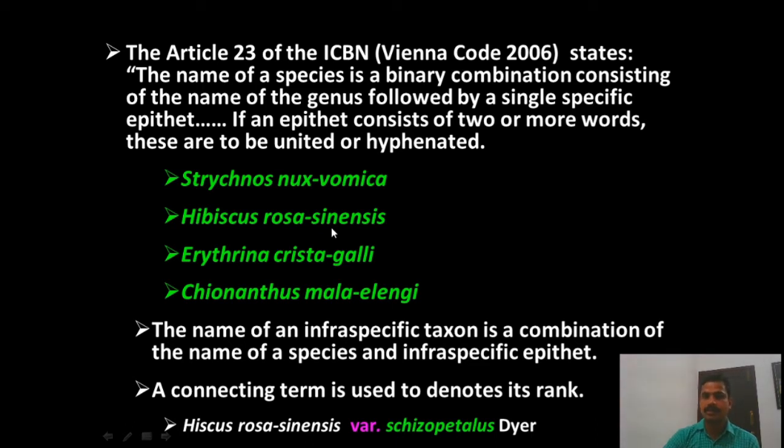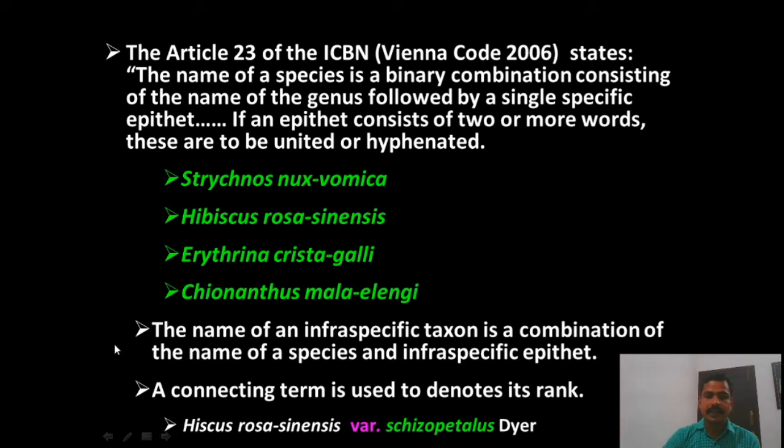So Hibiscus rosa-sinensis, Strychnos nux-vomica, Erythrina crista-galli, Canthium malayalanum. These are examples of having the specific epithet derived from two words.